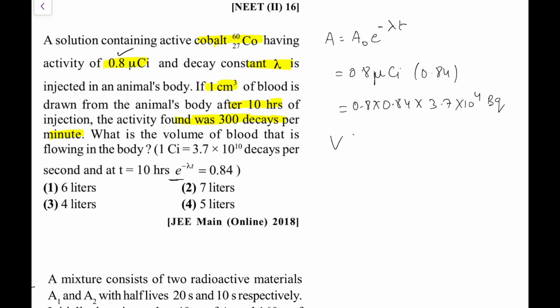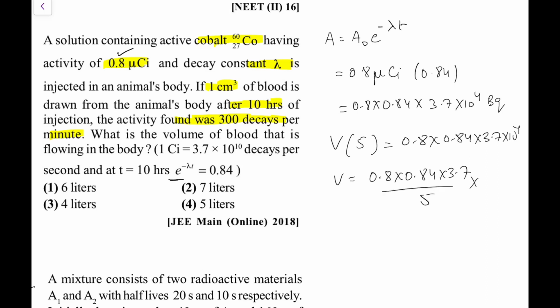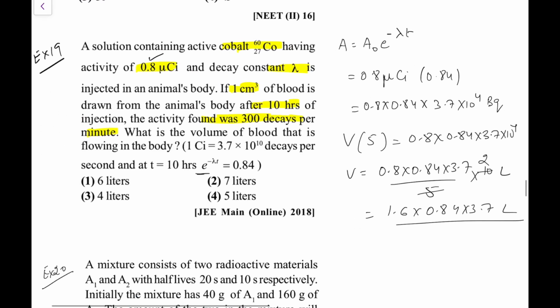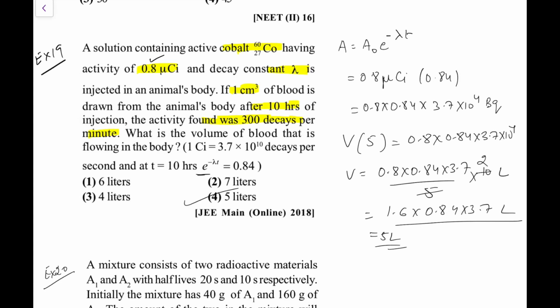So if V is the volume, V into 5 would be equal to 0.8 into 0.84 into 3.7 into 10 to the power 4. So V would be 0.8 into 0.84 into 3.7 upon 5, and if I convert it into liters, it would be 10 to the power 3, that would be liters. This would be the answer that we will be getting. So this is 1.6 into 0.84 into 3.7 liters. If I work it out, 1.6 into 0.8 is about 1.3, and 1.3 into 3.7 basically comes out close to 5 liters. So I'll go for option 4 here.